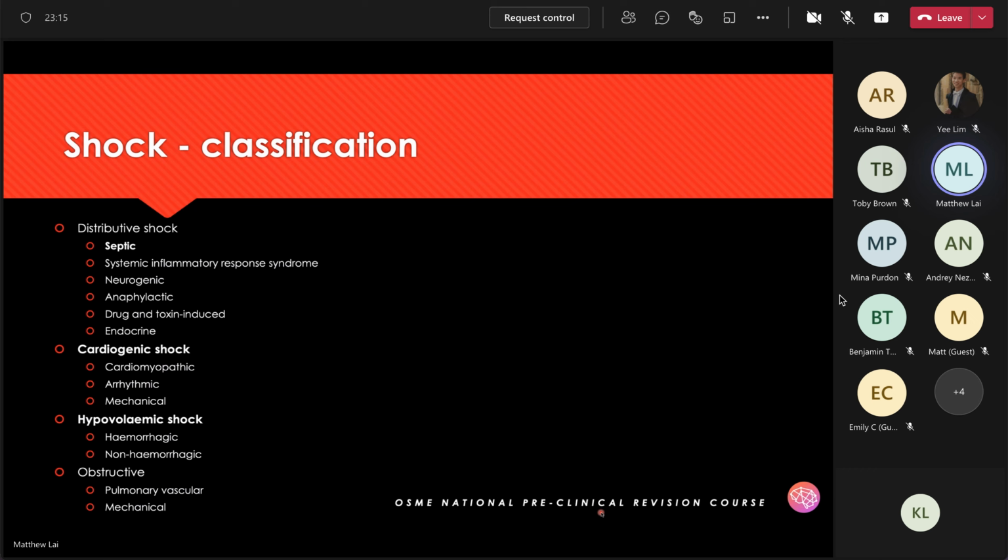So again, a lot of words in this slide, but all this slide is really showing you is the classification of shock. So we have four big types of shock: distributive shock, cardiogenic shock, hypovolemic shock, and obstructive shock. And from memory from your syllabus, the big important ones are septic shock here, cardiogenic shock, and hypovolemic shock. I'm not sure if anaphylactic shock was included or if you guys cover anaphylaxis in a separate part, but we can go over that if you want to.